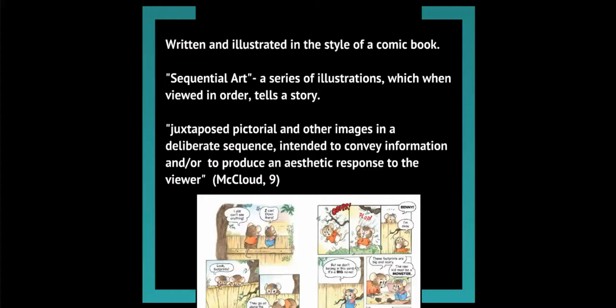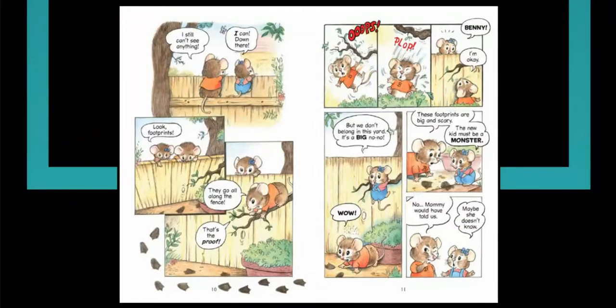So it's written and illustrated in a style that's similar to a comic book. It's called sequential art, a series of illustrations which, when viewed in order, tells a story. And it's juxtaposed pictorial and other images in a deliberate sequence intended to convey information. And they're trying to get the viewer or the reader to respond and have a connection with the story based on these images.